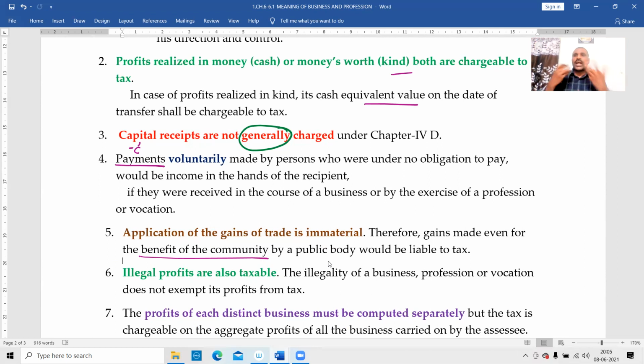If I get the profits, I have to pay the tax. The income tax department is least bothered about what I am doing with my profits.